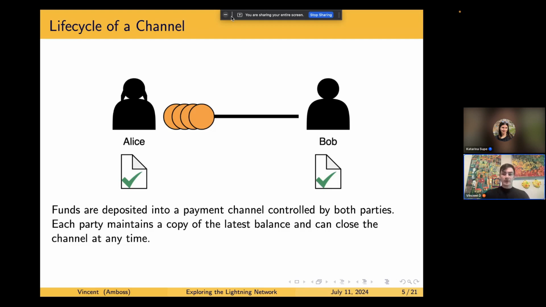And the way this is done is by using a 2-of-2 multi-signature address. So it requires signatures from both parties to update or change anything about this channel now. Each party maintains a copy of the latest balance and can close the channel at any time. So this document you see under each party with the green check is the latest commitment transaction. They hold a copy of this and they wait to broadcast it to the blockchain, and that's what keeps the channel open. And until the channel's closed, they're able to update the balance.